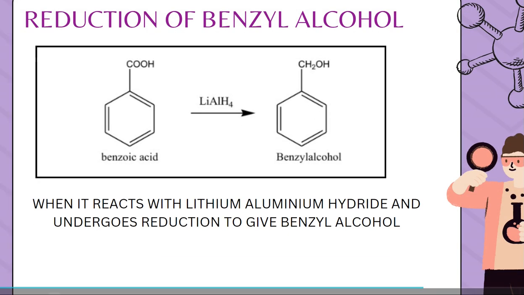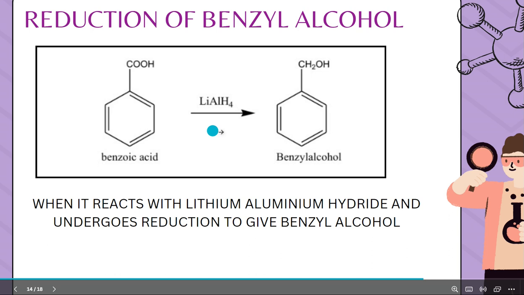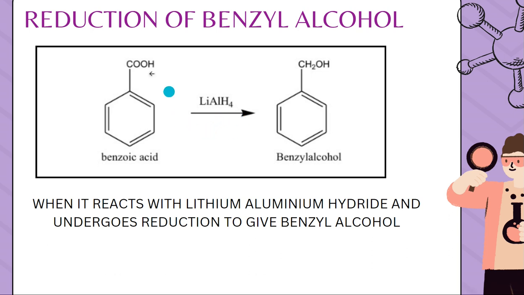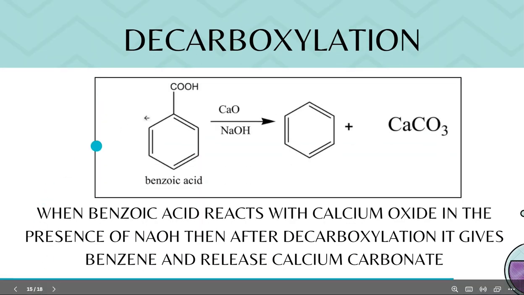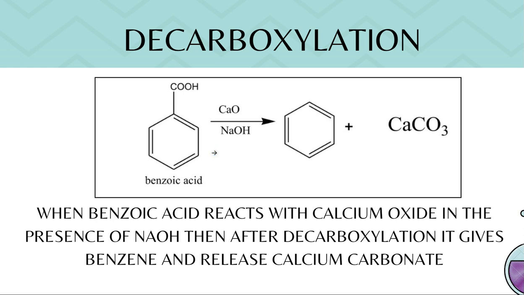Next is reduction to benzyl alcohol. So lithium aluminium hydride is a strong reducing agent which is reducing benzoic acid to benzyl alcohol. Alright. Decarboxylation. In decarboxylation, the benzoic acid in the presence of calcium carbonate and sodium hydroxide is giving you a benzene ring and calcium carbonate. This calcium carbonate can be also used for other pharmaceutical applications. So this is decarboxylated to form benzene.